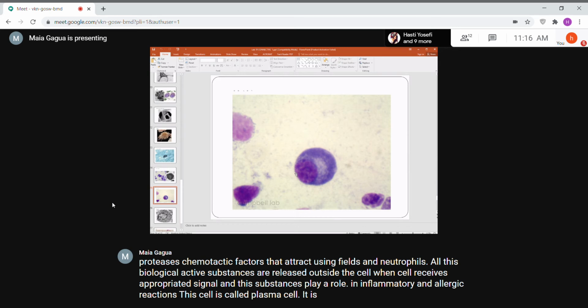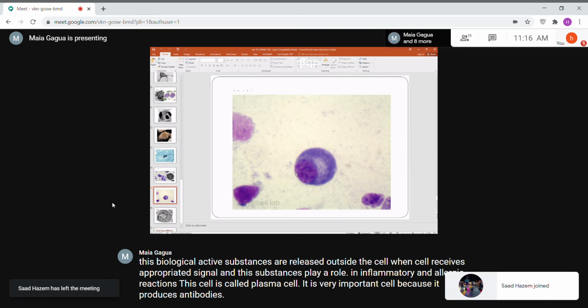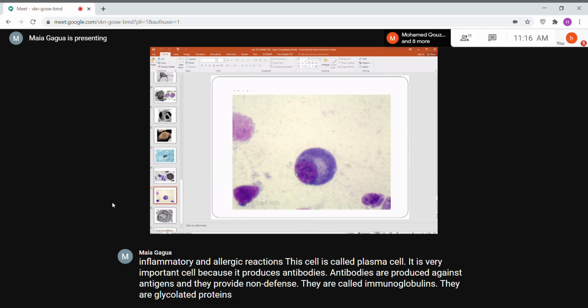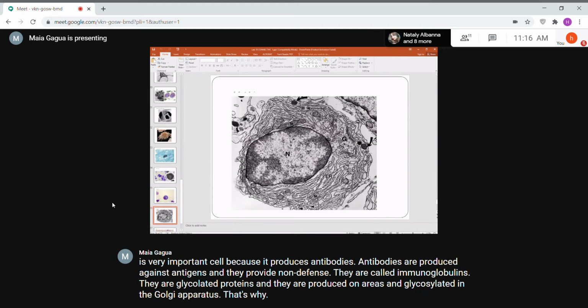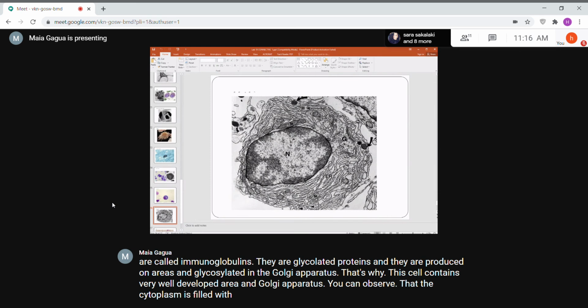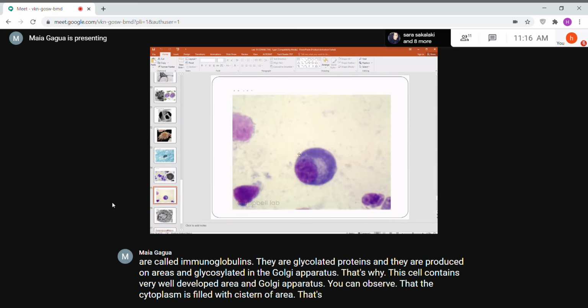It is a very important cell because it produces antibodies. Antibodies are produced against antigens, and they are called immunoglobulins. They are glycosylated proteins and they are produced on RER and then glycosylated in the Golgi apparatus. That's why this cell contains very well developed RER and Golgi apparatus. You can observe that the cytoplasm is filled with cisterns of RER. That's why the cytoplasm is basophilic.